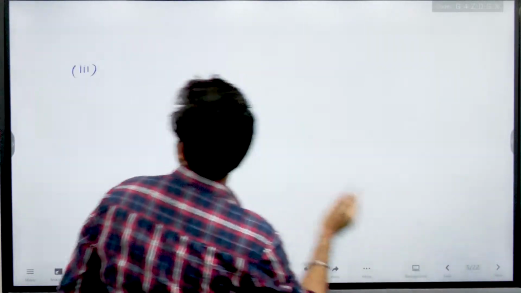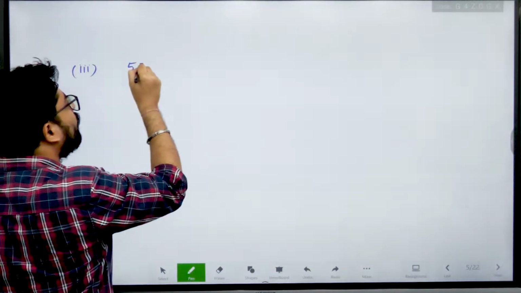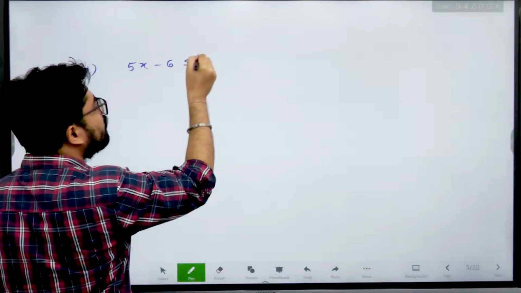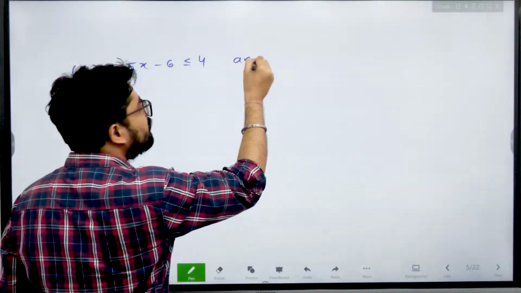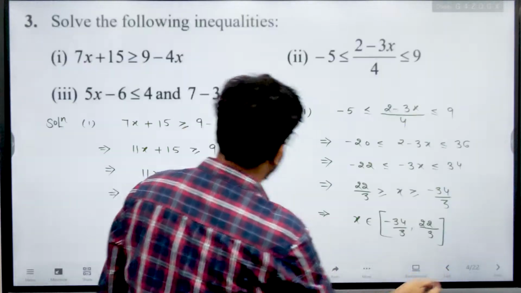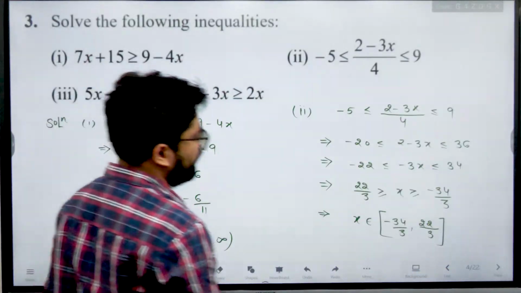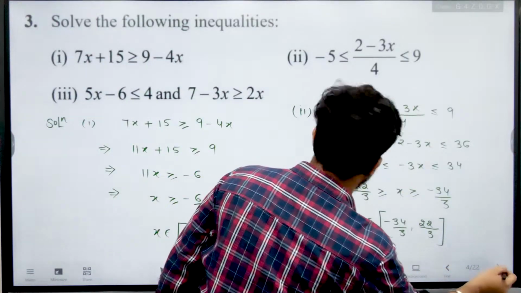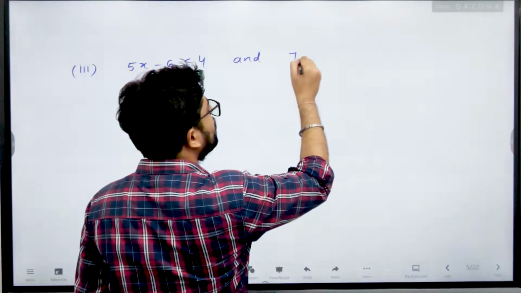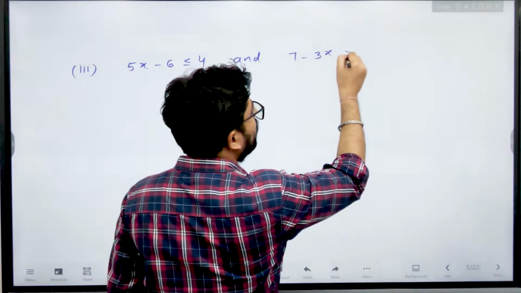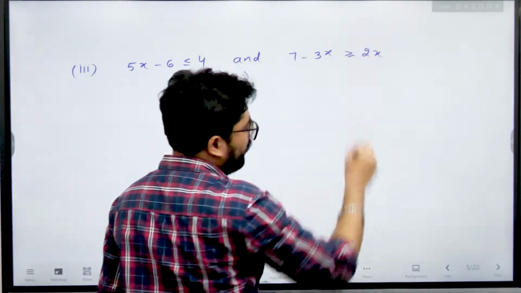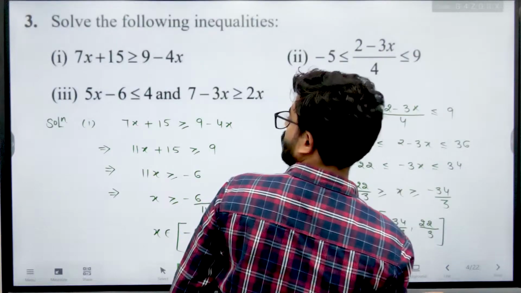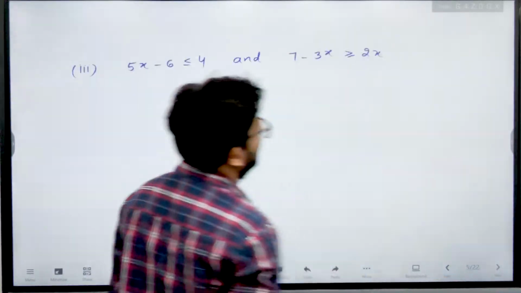5x minus 6 less than or equal to 4, and 7 minus 3x greater than or equal to 2x. You have to find the values of x.